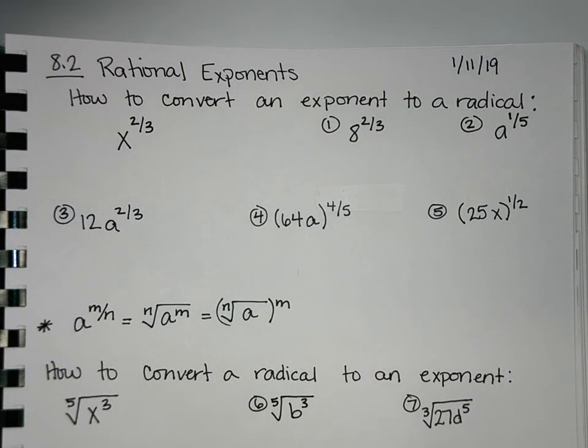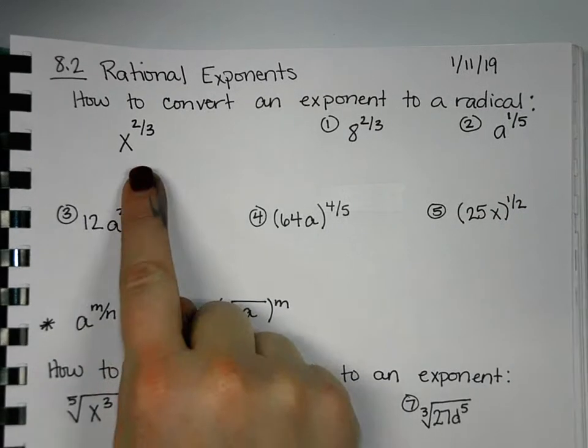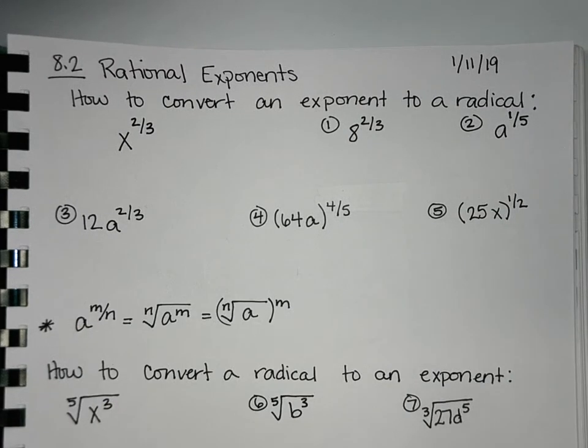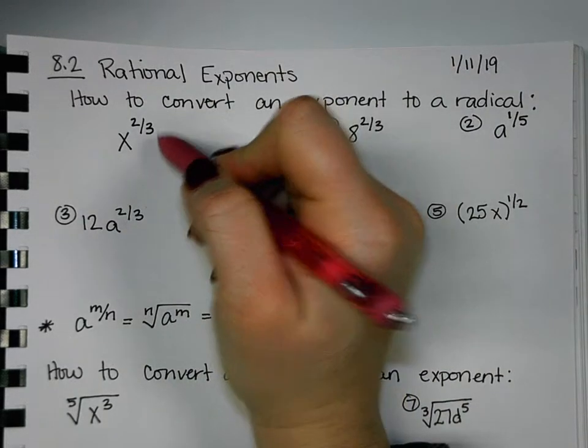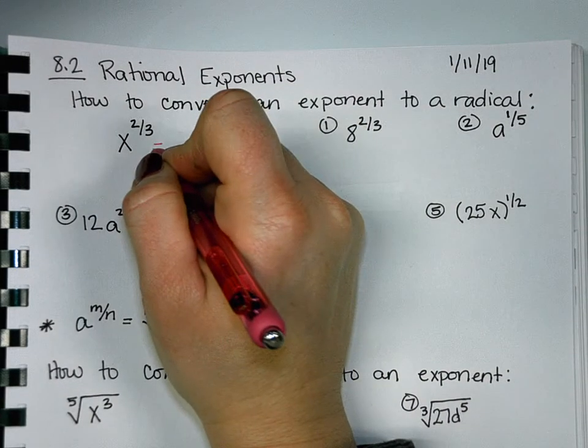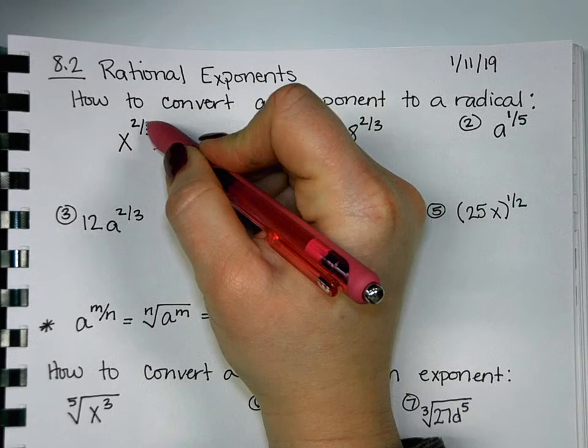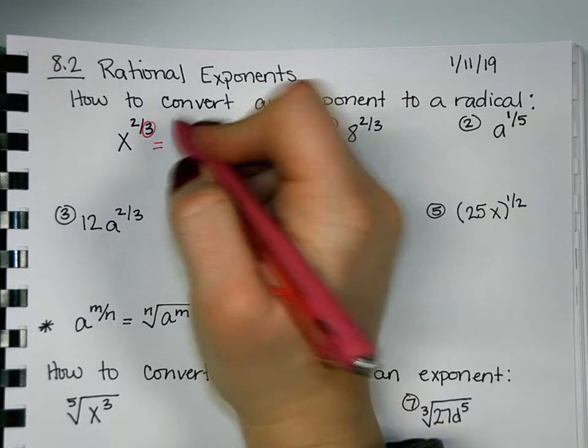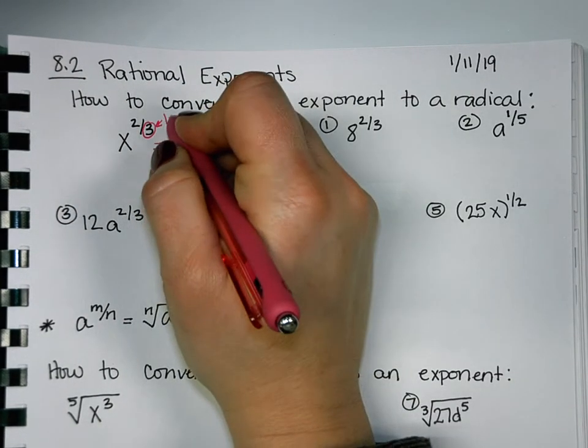Like I was saying, today we're going to look specifically at fractional exponents and how to convert them to a radical, and vice versa, how to go from a radical and write it as an exponent so that we can use our exponent laws. So when we have something like this, x to the 2/3, to write it as a radical, the denominator of your fraction becomes your index.